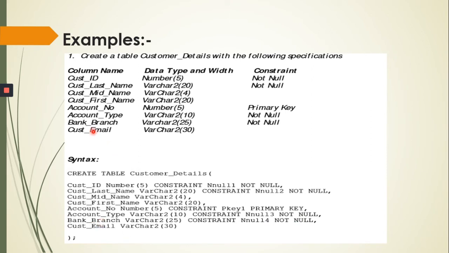Now next is bank branch, varchar2 size 25. Now give the constraint not null 4, this is the name, not null. Customer email varchar2 30, bracket over, and with semicolon. So our simple syntax is create table, table name, in bracket column name, data type with constraint and the name of the constraint. So this is the create table syntax.